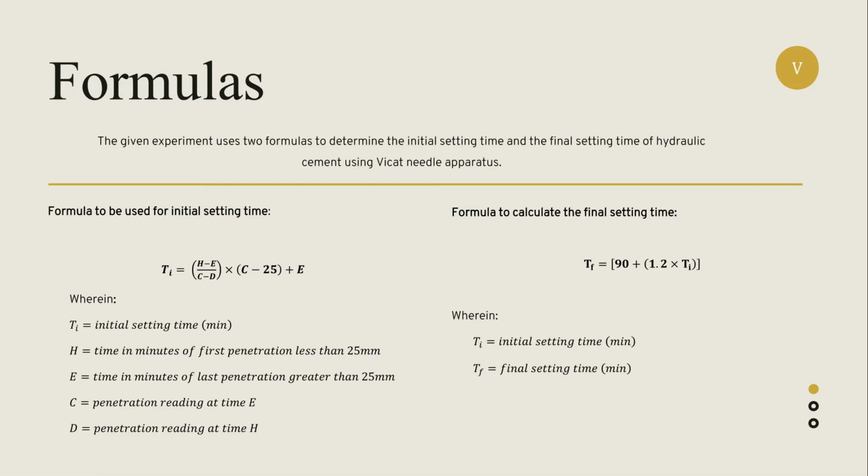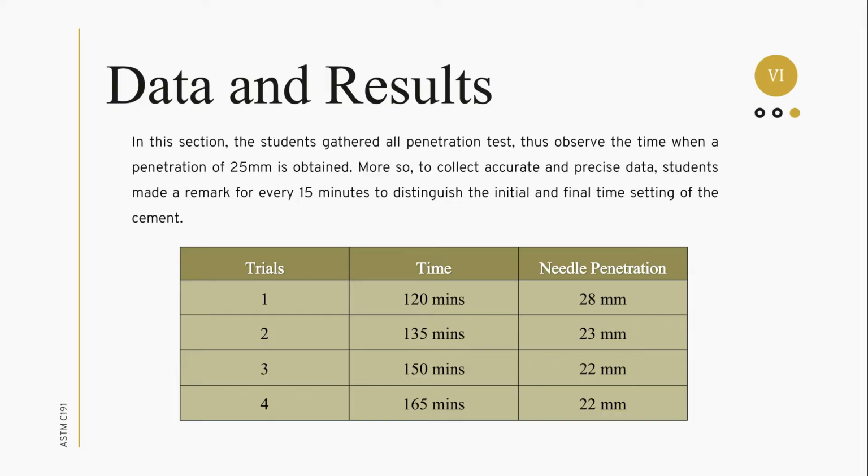For final setting time, we should comply with this formula: Tf equals the quantity 90 plus the quantity of 1/2 multiplied by Ti, wherein Tf is the final setting time and Ti is the initial setting time. These two formulas will be used to accomplish the data and results. Now we go to the data and results.